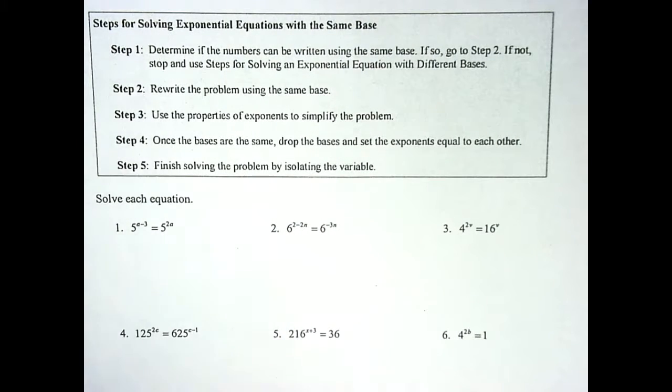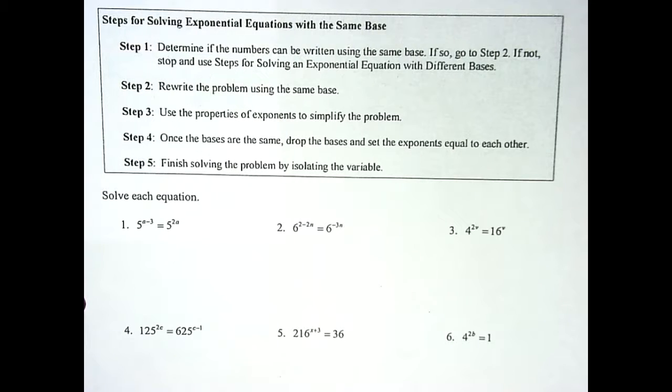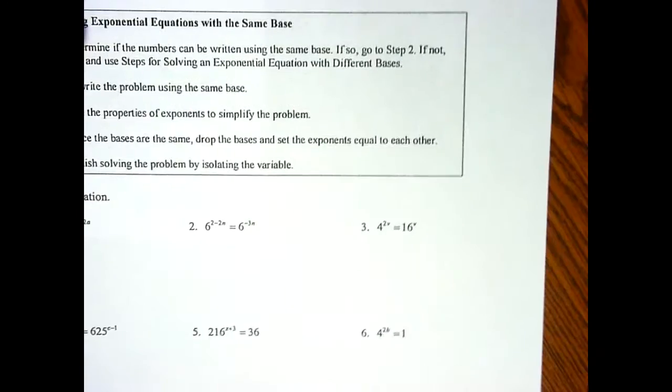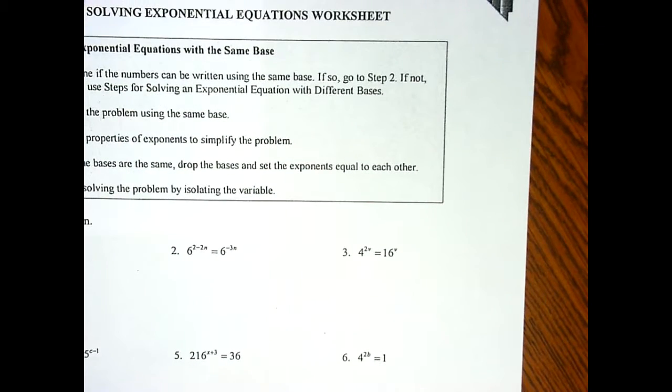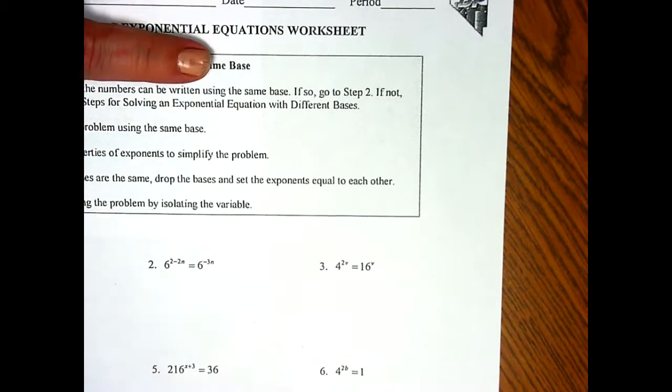Okay, step number 2 is to rewrite the problem using the same base. Step 3 is to use the properties of exponents to simplify the problem. Step 4 says once the bases are the same, drop the bases and set the exponents equal to each other. And step number 5 says finish solving the problem by isolating the variable. Okay, I'm going to review a couple of exponent rules.